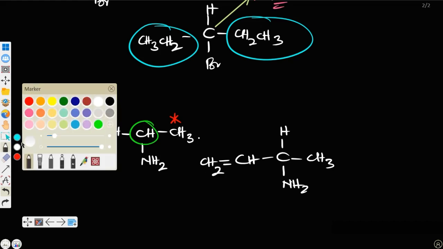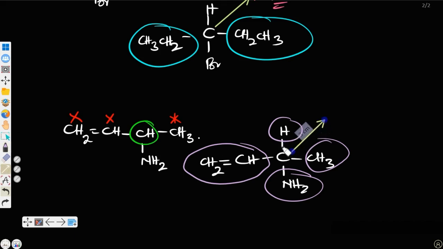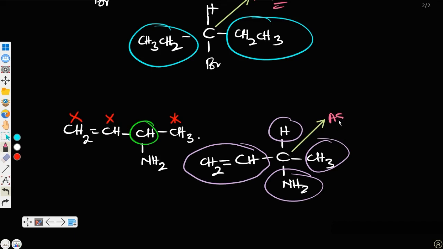Now you agree with me that this group here is different from this group, right? Which is different from this group, which is different from this group. So is it symmetrical or asymmetrical? Because it has 4 different groups about it, you can say that this is what? Asymmetrical or chiral, right? So this is asymmetric or it's a chiral carbon. Is that okay? So that's basically how to identify chiral carbon and non-chiral carbon.